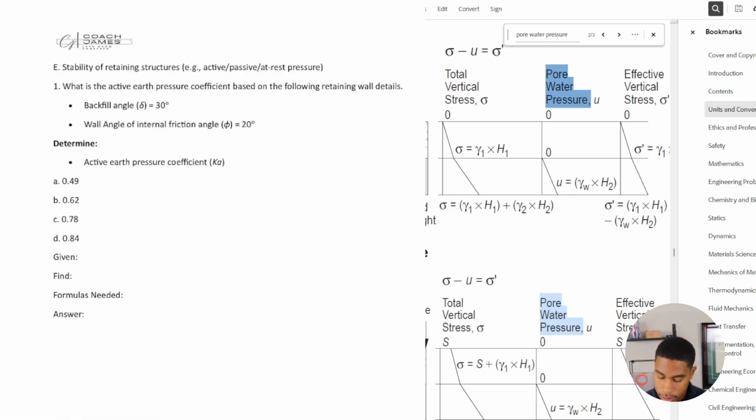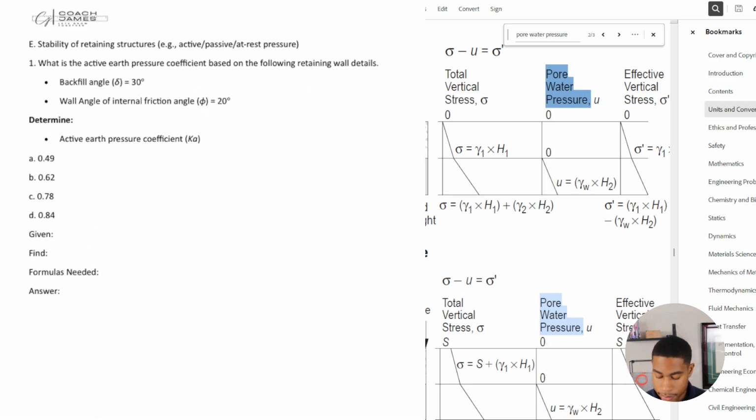All right, in the next section, we'll be going through stability of retaining structures.